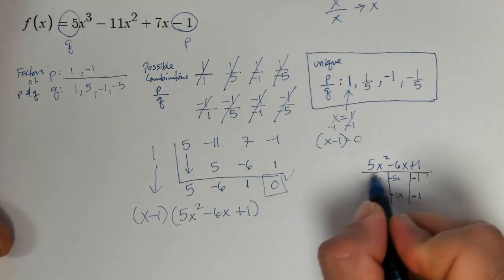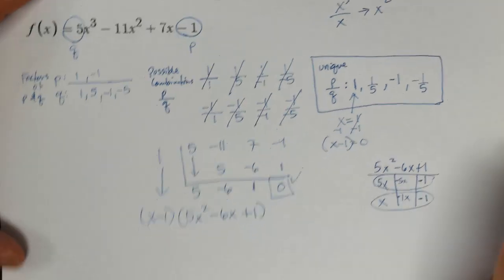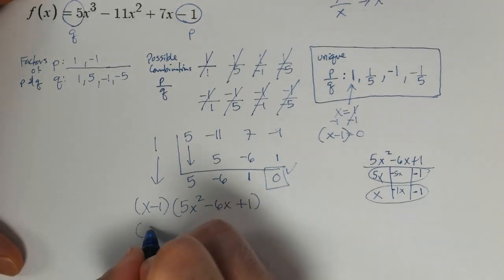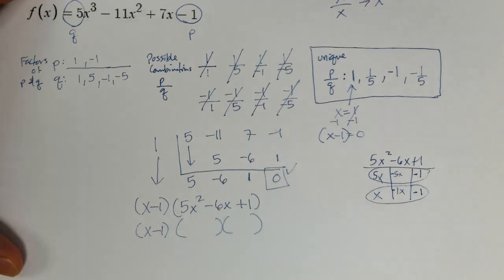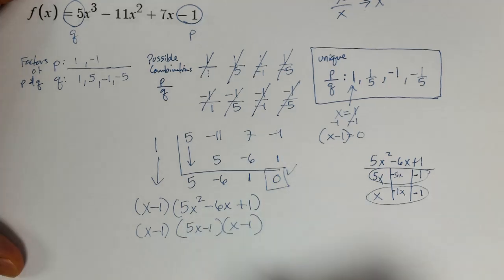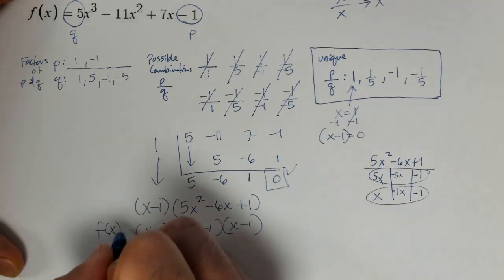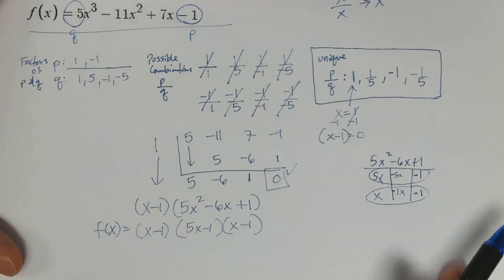Meaning that my factors were 5x minus 1 and x minus 1. So I can see that I have three factors. My x minus 1 is there from before, and now this quadratic was broken into two further factors, 5x minus 1 and x minus 1. This is my function in factor form. See how I have my three factors?